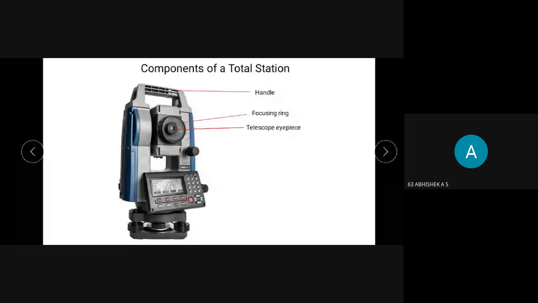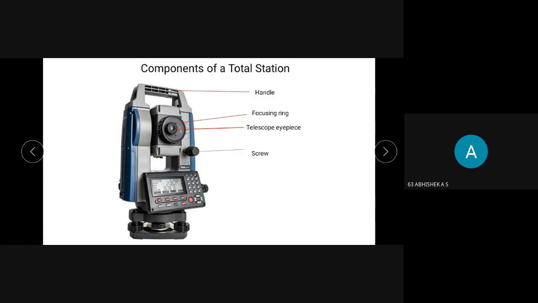So this is the focusing ring. The objects which we are viewing will be at different distances. So in order to view that object clearly, we use the focusing ring so that we can focus and see the object. So that is a focusing ring.